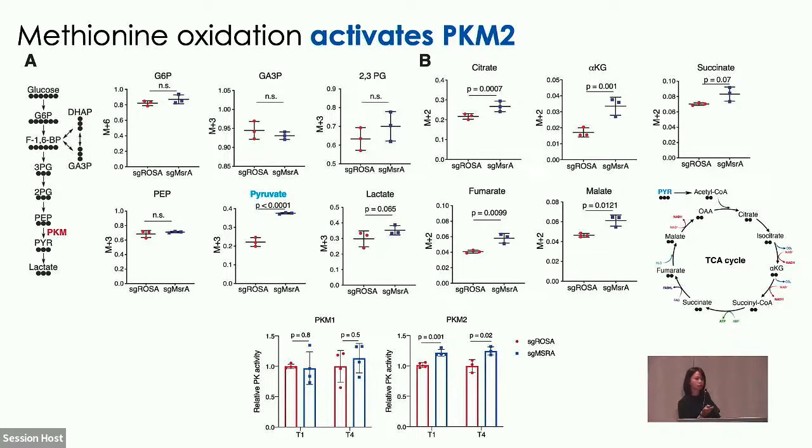To establish that pyruvate kinase does exhibit an increase in enzymatic activity upon loss of MSRA, we immuno-enriched PKM1 and PKM2, the two different isoforms of PKM, and measured their enzymatic activity in MSRA proficient versus deficient tumor organoids. And as you can see, MSRA expression does not regulate PKM1, but it regulates the enzymatic activity of PKM2.